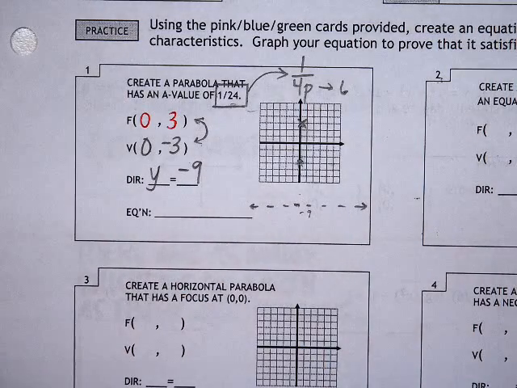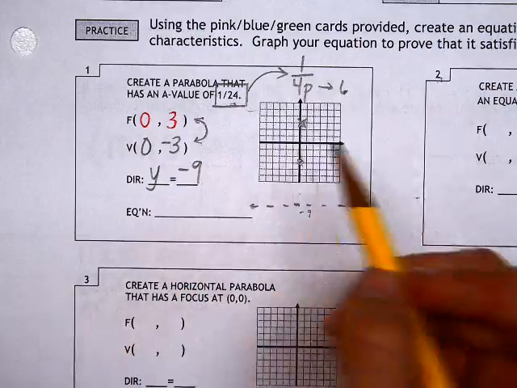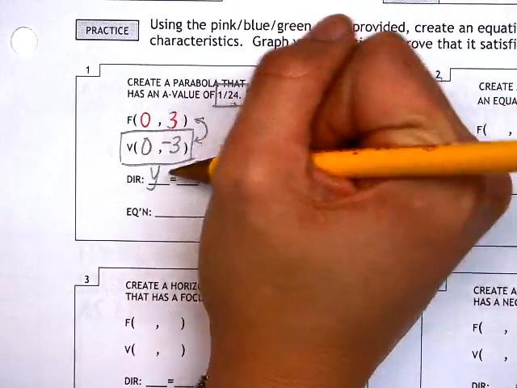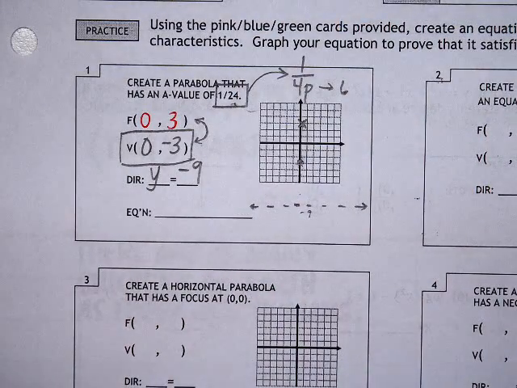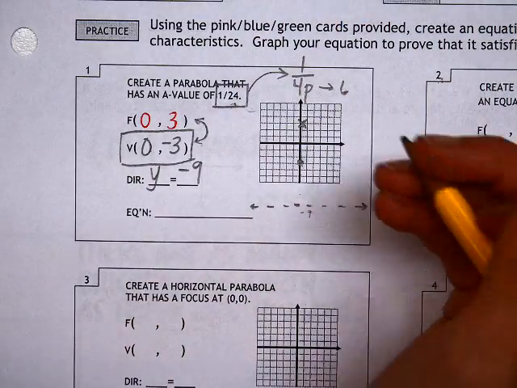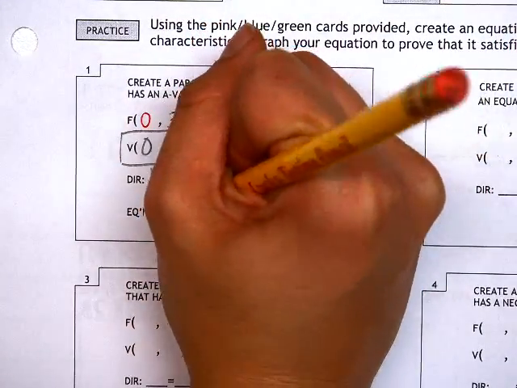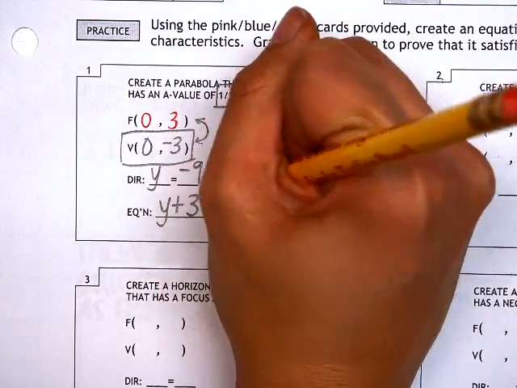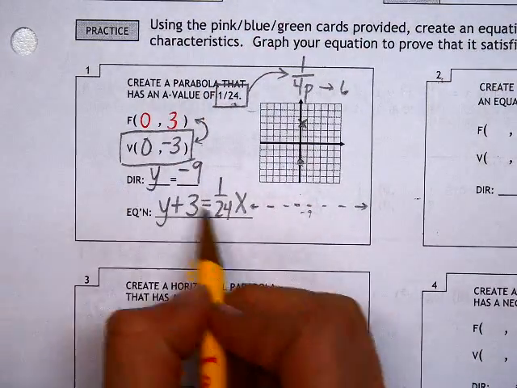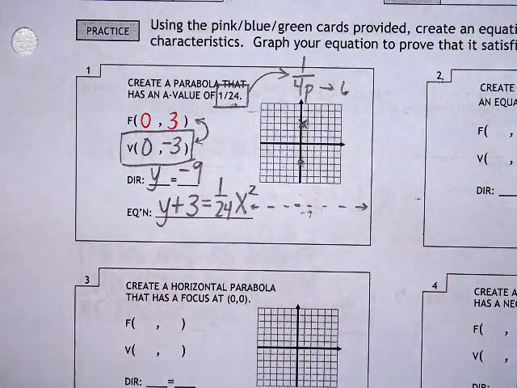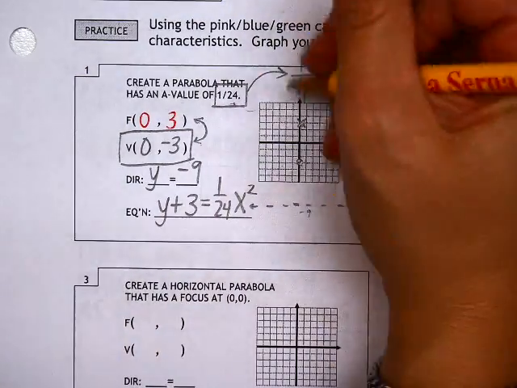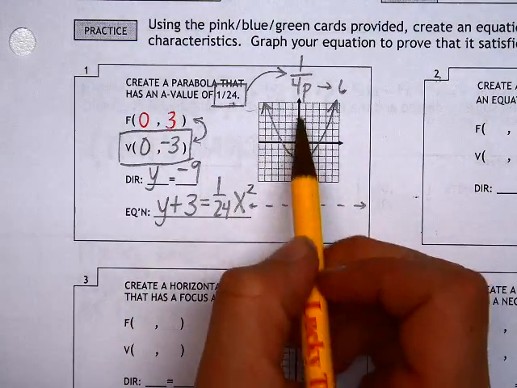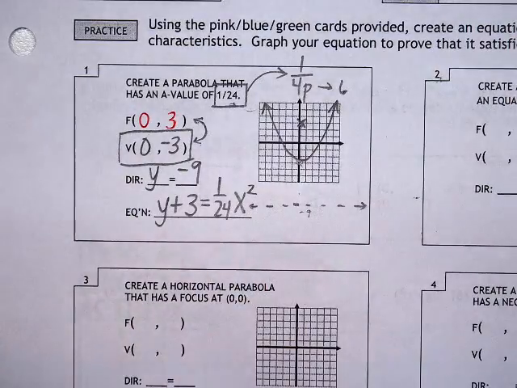And now we have enough information to write our equation. Since they gave us the a value of 1 over 24, we know that. Since we need the vertex to write the equation, and we know that, we have all the information we need. So our equation, starting with y equals, we'll say y plus 3, since the y-coordinate was -3, equals 1 over 24, x. Now since this is 0, we don't have to plug anything in for x, squared. So that's the equation of a vertical parabola with an a value of 1 over 24, distance of 6, and the vertex in the right spot.